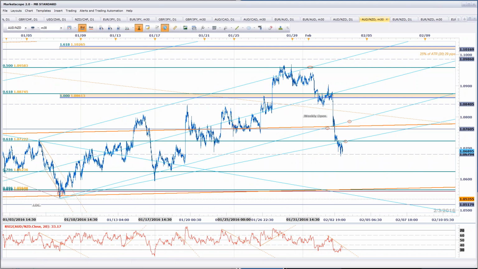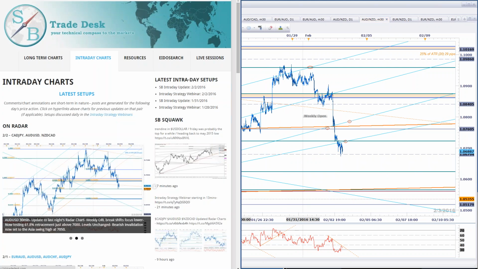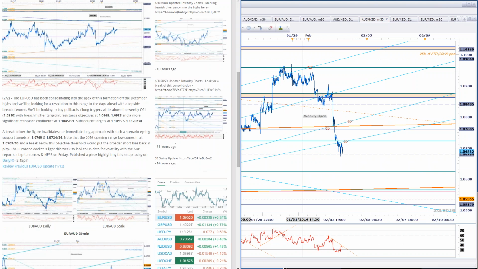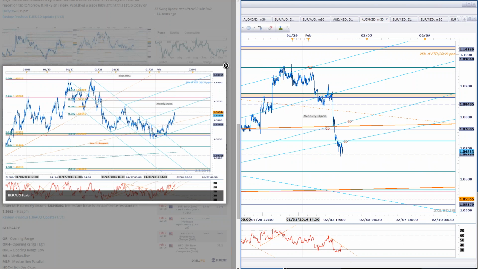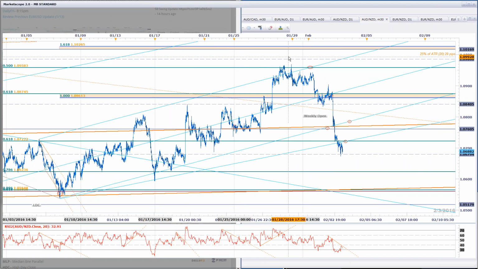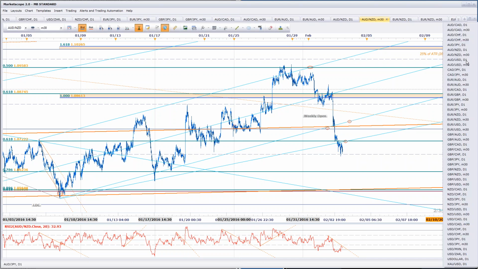My pleasure. So moving right along with yesterday's piece, we went over the euro dollar. I want to go over the euro Aussie, and this is the one that I've been most active in since the start of the week. We went over this yesterday. We got a nice 75 pip bounce on this earlier in the week. Here's what euro Aussie looks like so far today.